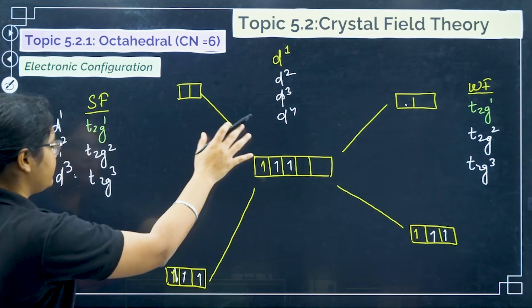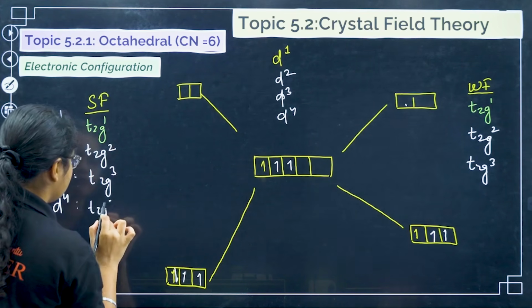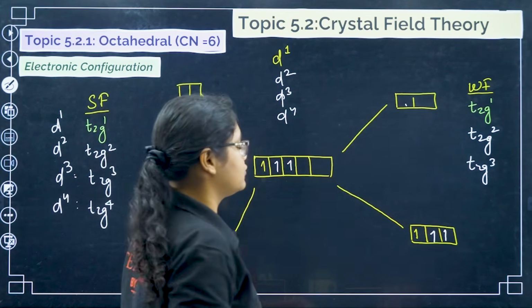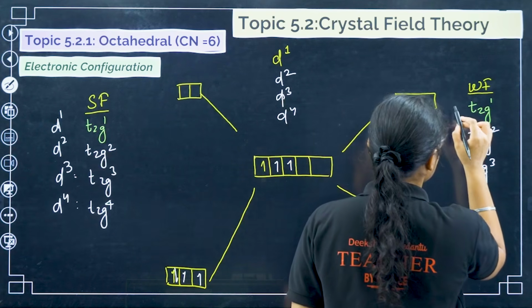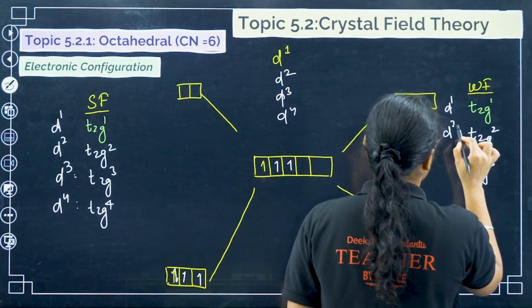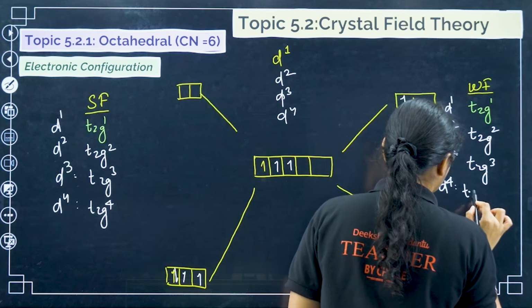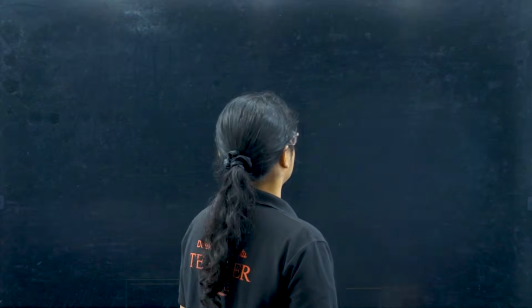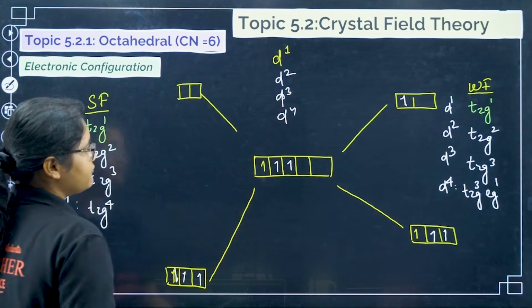So in case of strong field ligand, what will be the d4 configuration? t2g4. But here, since the energy gap is less, what does the fourth electron do? It moves here. So what will I get here? This is d1, d2, d3. The d4 configuration will be t2g3 eg1. Okay, t2g3 eg1.